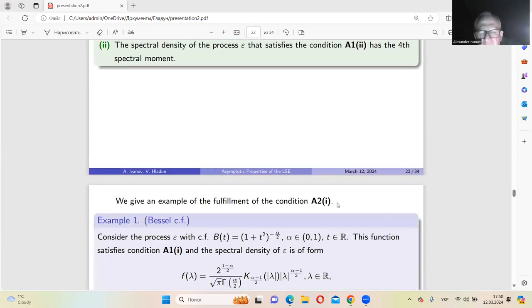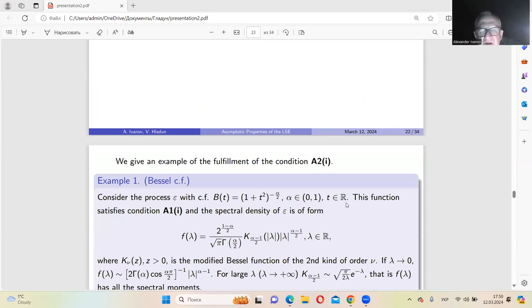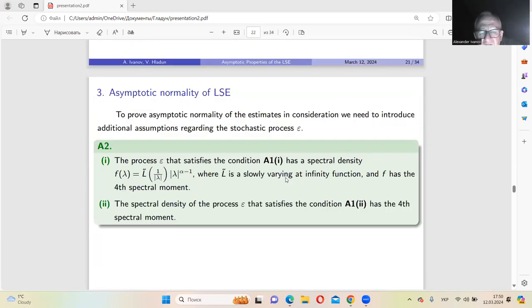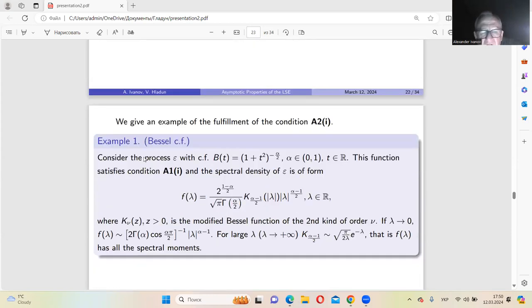And we give an example of the fulfillment of this condition. It's not so trivial. This is such an example. This is the so-called Bessel covariance function of such a kind. This function satisfies the condition A1i, and the spectral density of epsilon is of such a form, where K nu of z is a modified Bessel function of the second kind of order nu. And at 0, it behaves as we need.